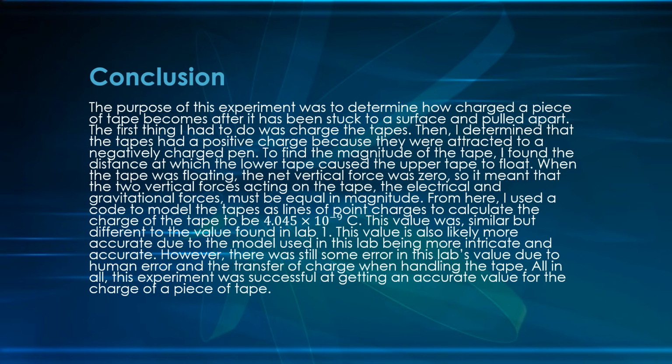In conclusion, the purpose of this lab was to determine how charged a piece of tape becomes after being stuck and ripped from a surface. I charged the tapes and determined they had a positive charge because they were attracted to a negatively charged pen. To find the magnitude of the charge, I found the distance between the 2 tapes when the lower tape caused the upper tape to float, and when floating, the net force equaled 0 on the top tape, which meant its gravitational force equaled its electric force. Using a code model to represent the tapes as lines of point charges, I found the charge of the tapes to be 4.045 times 10 to the negative 9 coulombs. This value was similar but more accurate than the Lab 1 value because the model was more accurate. However, there were still some errors, but overall the experiment found a good estimate for the charge of the tape.